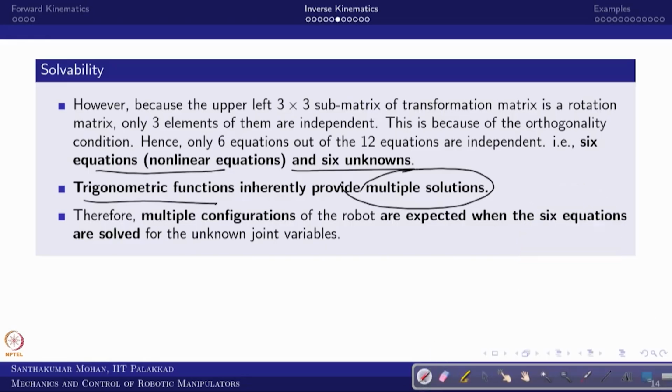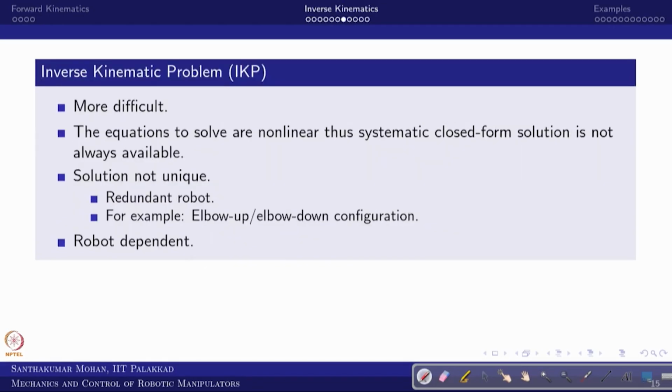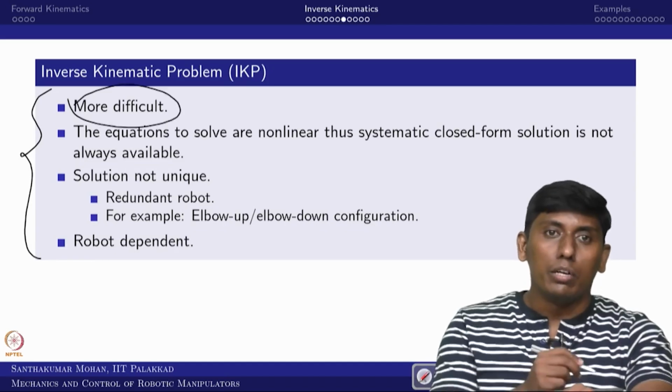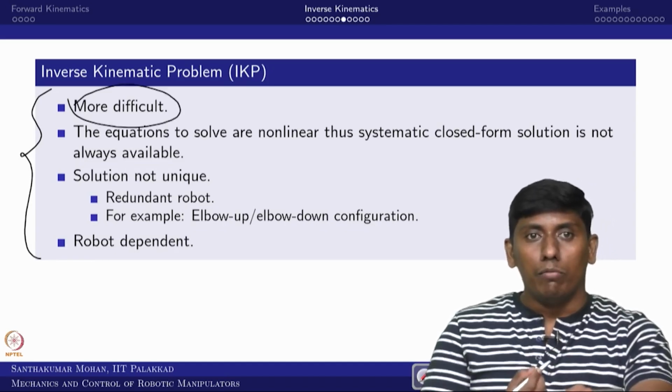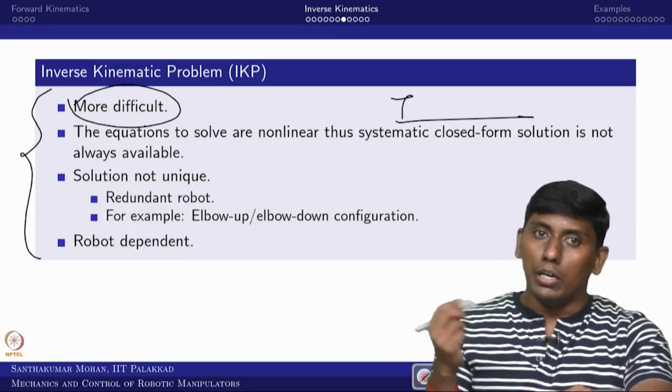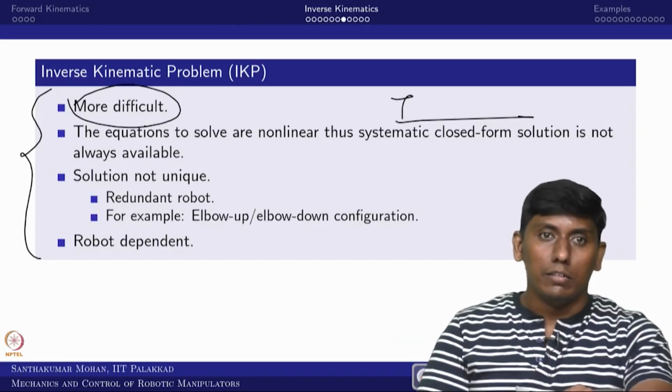If there are multiple solutions, these 6 equations are supposed to be solved for finding the unknown joint variables. You are trying to find all the configurations. Okay, so that is what we expect. In that sense, analytical is better; numerical will not end up that way. Now coming back to the overall inverse kinematic problem, it is definitely more difficult than forward kinematics. Forward kinematics is simple matrix manipulation, you just multiply all the matrices and finally you end up, but this is not that way, it is more difficult.